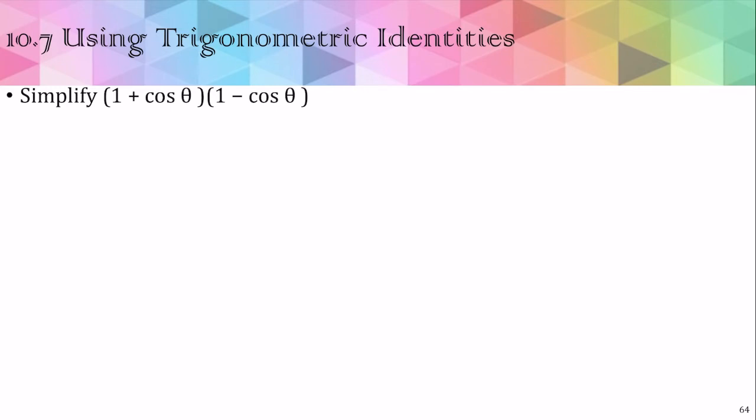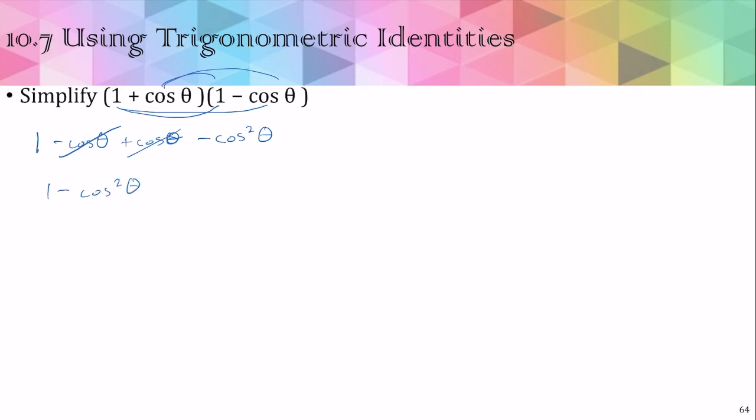We can also use trigonometric identities to simplify expressions. Like this one. It's multiplying, so let's multiply. 1 times 1. 1 times negative cosine. Cosine times 1. And cosine times negative cosine would be negative cosine squared. Those cancel out, so I have 1 minus cosine squared.